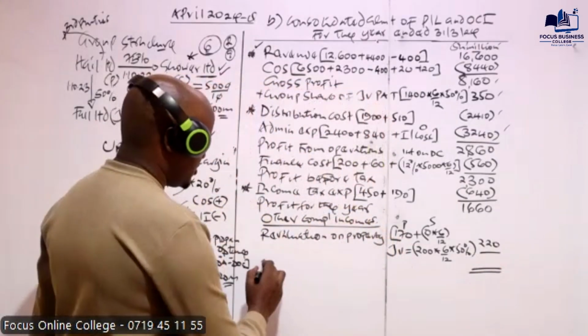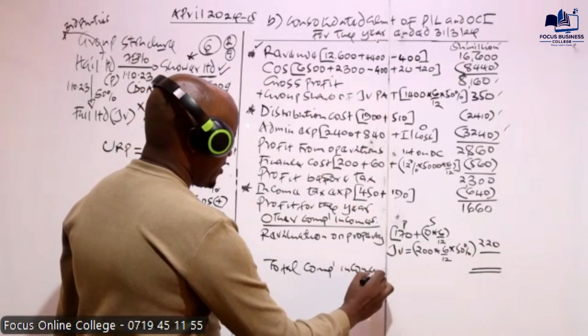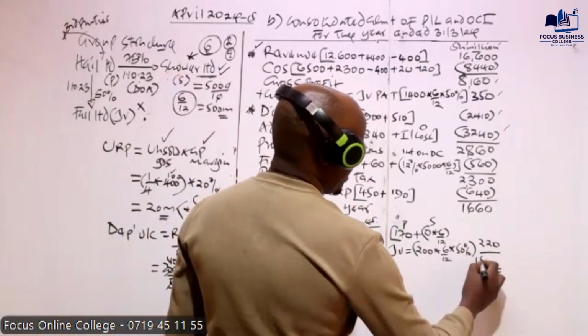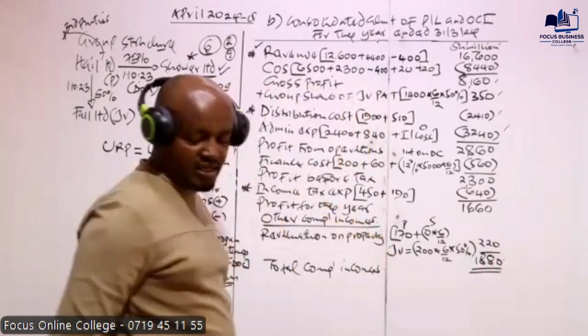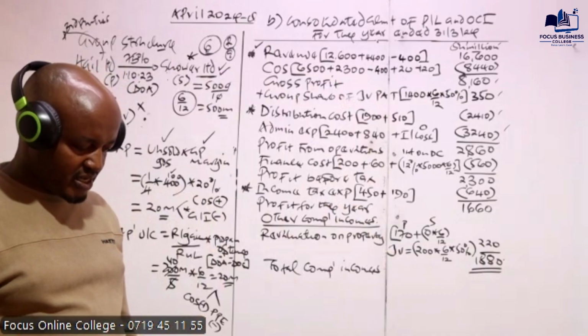220. And I think in our case we are done. So this will be the total comprehensive incomes, which is basically 1880. So that is it. That is basically what is required in that question.